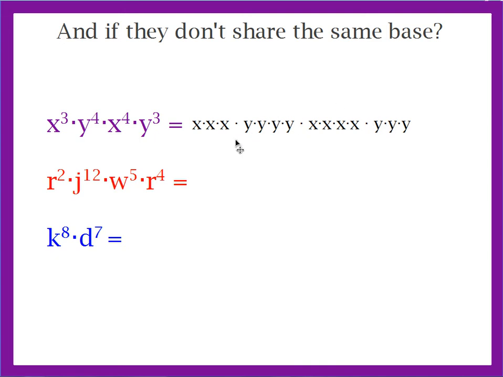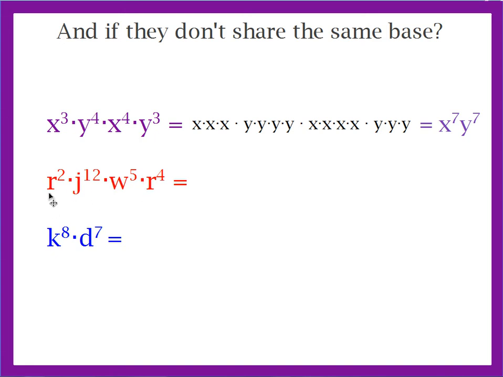But remember, in multiplication, order doesn't matter. 2 times 3 is the same as 3 times 2. So again, order doesn't matter in multiplication. I can take all 7 x's and multiply those together all at the same time, and all 7 y's and multiply those together. And I end up with x to the 7th times y to the 7th.